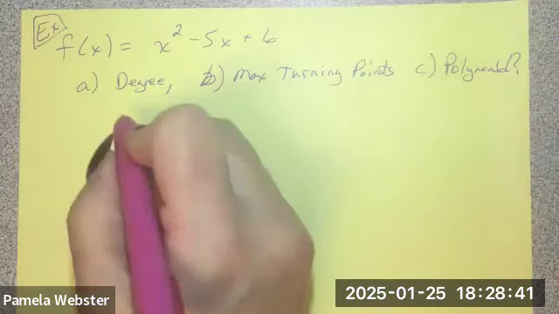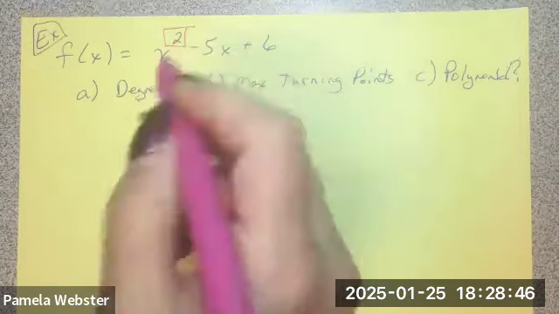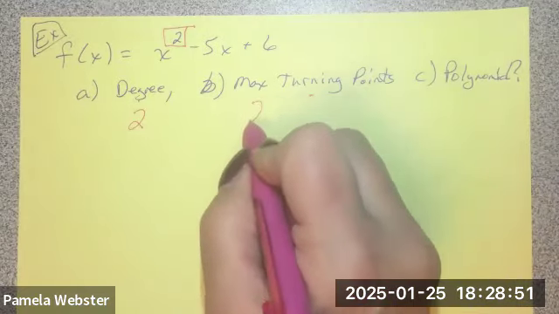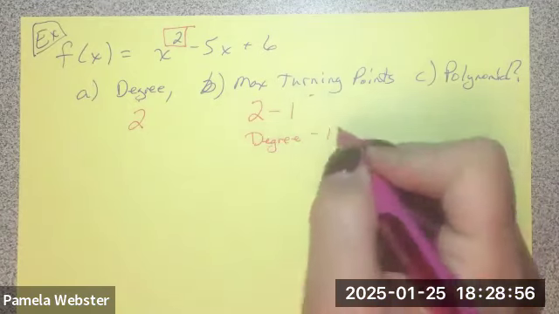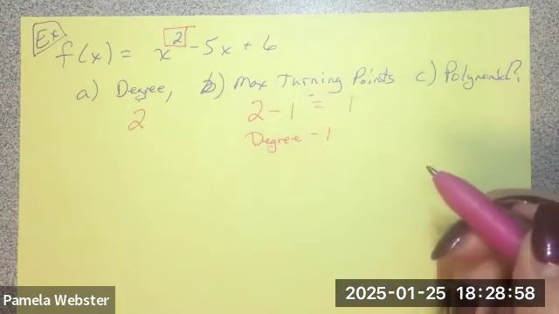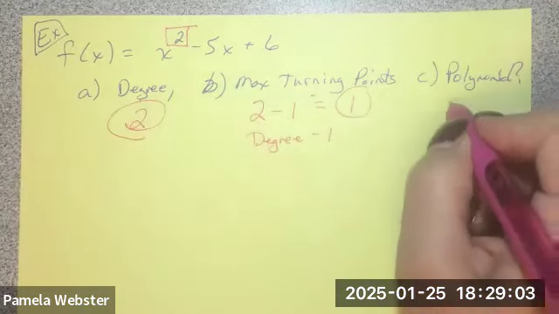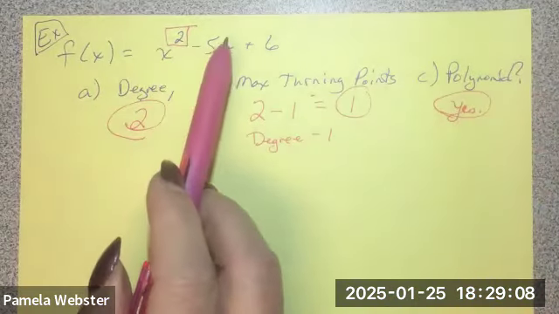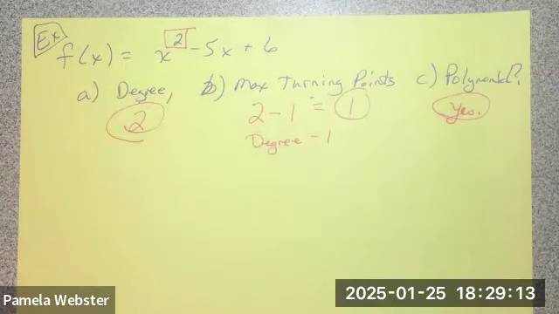Okay, hopefully you pushed pause. You got the answers here. What's the degree? It's the biggest exponent on the variable. So it's a 2. What's the maximum turning points? It's the degree minus 1, right? Degree minus 1. Okay, so 2 minus 1 is 1. And do you think it's a polynomial? I think it is. Okay, there aren't any negatives or fractions up here in the exponents, and all of these coefficients are real numbers. No i's involved. Okay.